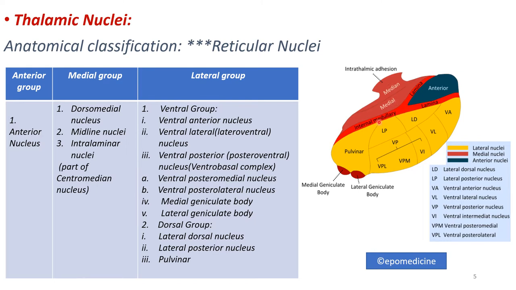Intralaminar is basically made of a collection of nuclei. And then we have another collection of nuclei, which is not mentioned over here, known as the reticular nuclei. If you remember, there is another lamina, the external medullary lamina, which separates the thalamus from a group of nuclei present over here, the reticular group of nuclei. This external medullary lamina is made up of fibers, the thalamocortical and corticothalamic fibers. So the reticular group is another group which is not exactly grouped into some other group, but there is definitely the presence of the reticular group of nuclei.